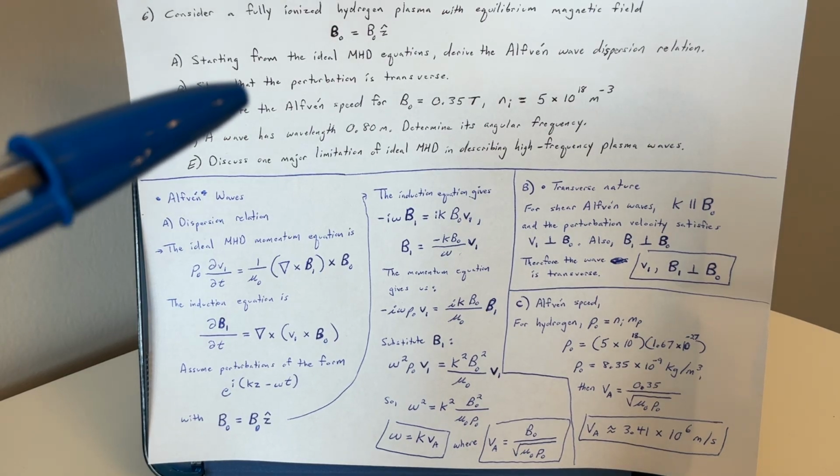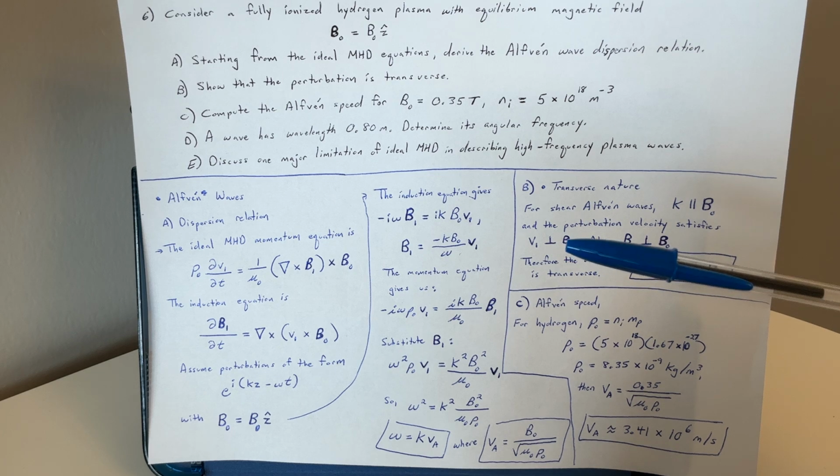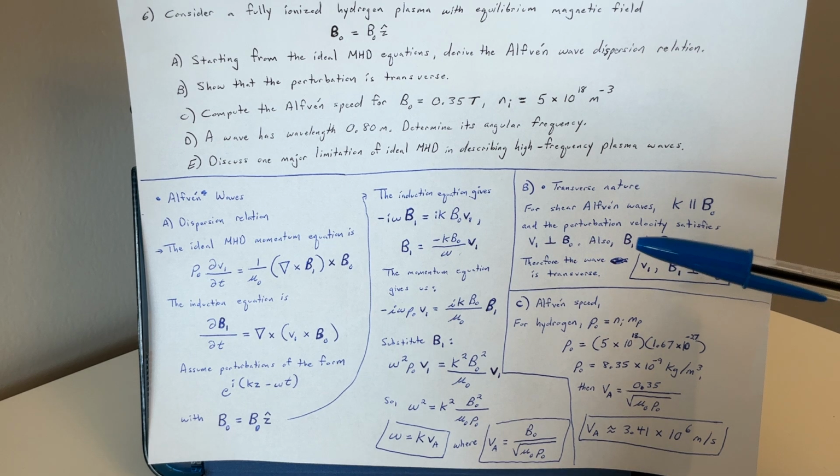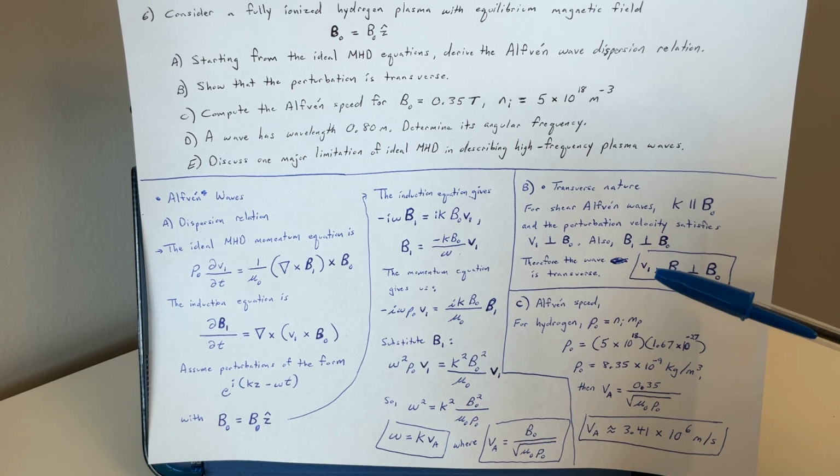Part B, show that the perturbation is transverse. For shear Alfvén waves, k is parallel to B naught, and the perturbation velocity V sub 1 is perpendicular to B naught. So also B sub 1 is perpendicular to B naught. Therefore, the wave is transverse: V sub 1 and B sub 1 are perpendicular to B naught.